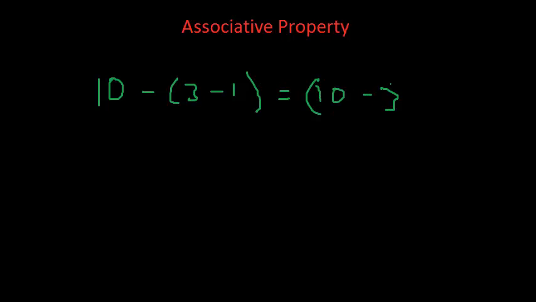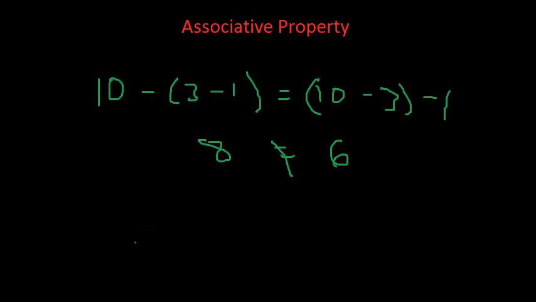Again, this does not work for subtraction. Say I have 10 minus (3 minus 1). It's not the same as (10 minus 3) minus 1. In this case, I do the 3 minus 1 first, which gives me 2. 10 minus 2 is 8. And on this side, I do the 10 minus 3 first, 7. 7 minus 1 is 6. So they don't give me the same answer.